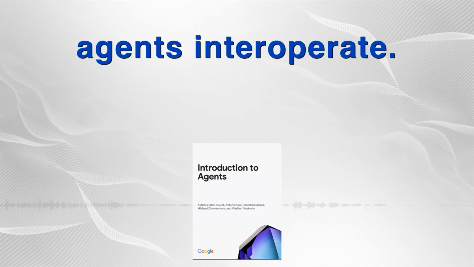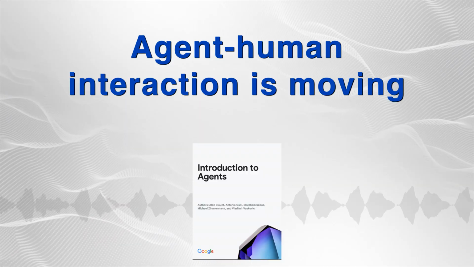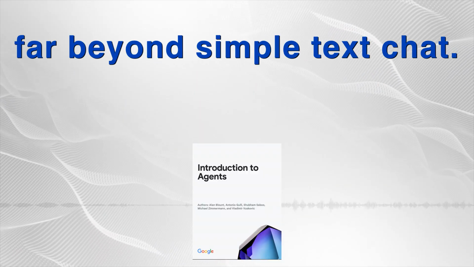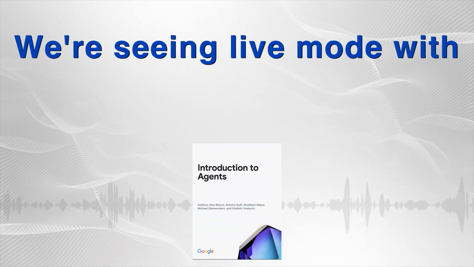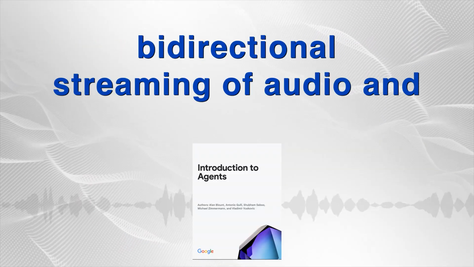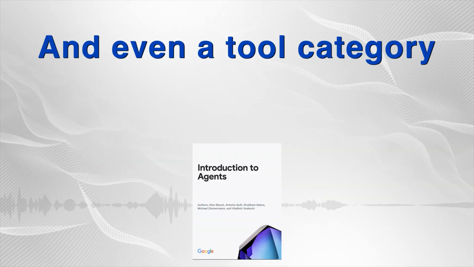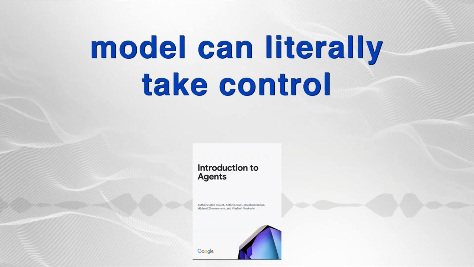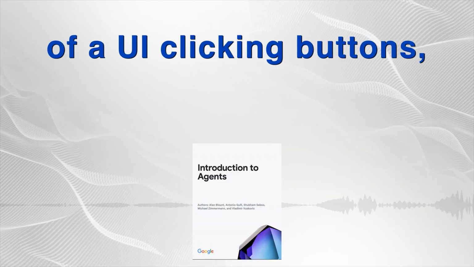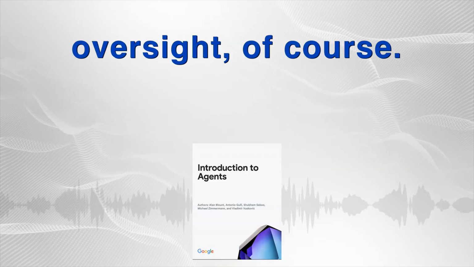Let's talk about how these agents interoperate. Agent-human interaction is moving far beyond simple text chat. We're seeing live mode with bidirectional streaming of audio and video, and even a tool category called computer use, where the model can literally take control of a UI, clicking buttons, filling out forms, with human oversight, of course.